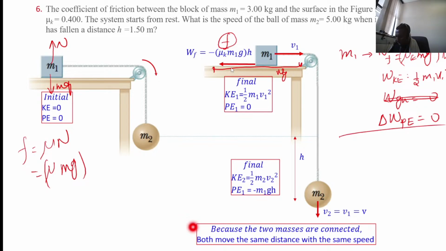Does it have a frictional force? No, this thing is not touching. Therefore, it must have a kinetic energy, half m2 v2 squared, and then it also has m g h due to the potential energy. That's what you see here. But because it's going down, my potential energy is negative.